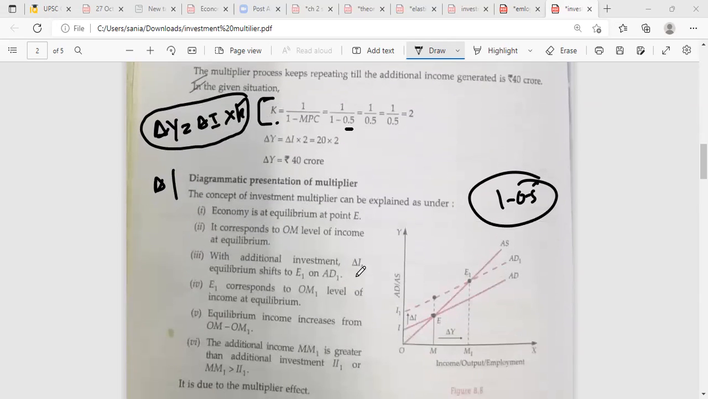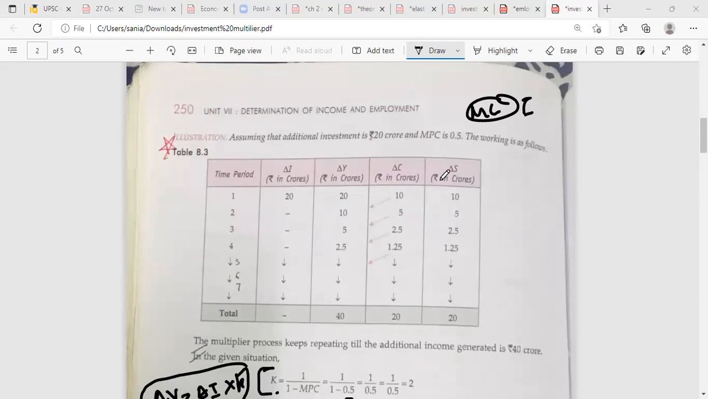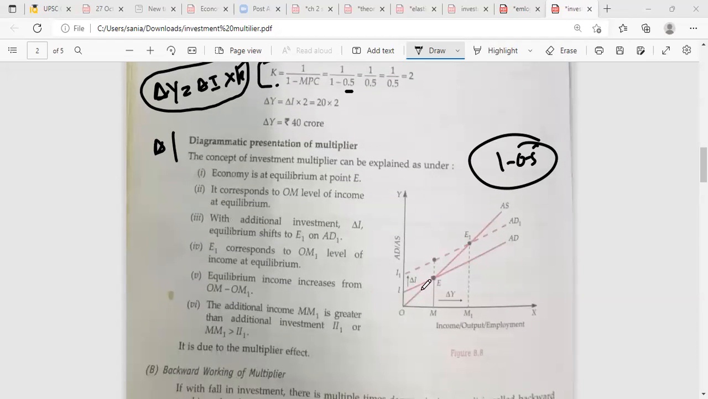Now we are going to represent this with the help of a diagram. So this is your AD-AS. You already know what AD is: it is C plus I. And AS, you already know, it is Y. So this is your graphical representation. This is going up. This is your AS and this is your AD.